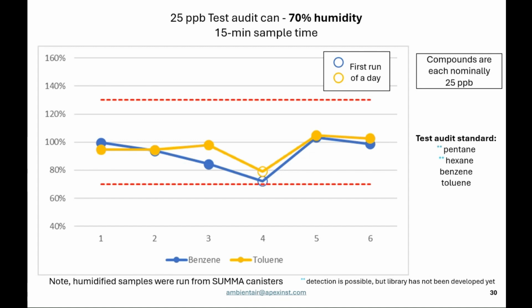And then this slide, we're seeing the same test audit standard. This time we're looking at 25 parts per billion, again at 70% humidity, and this time with a 15-minute sampling time. And we're seeing quite strong performance with really the only blip coming from that first run of the day. It's a little bit underreporting here.